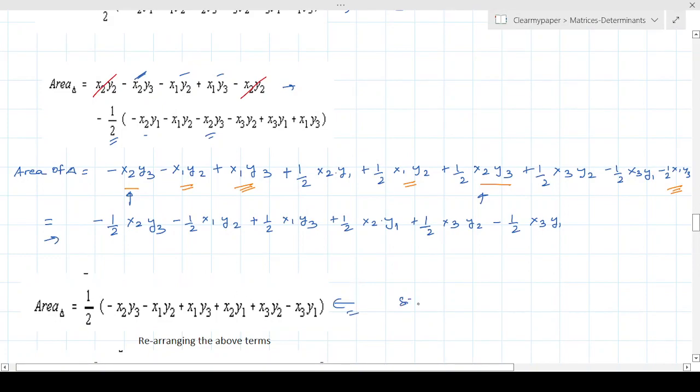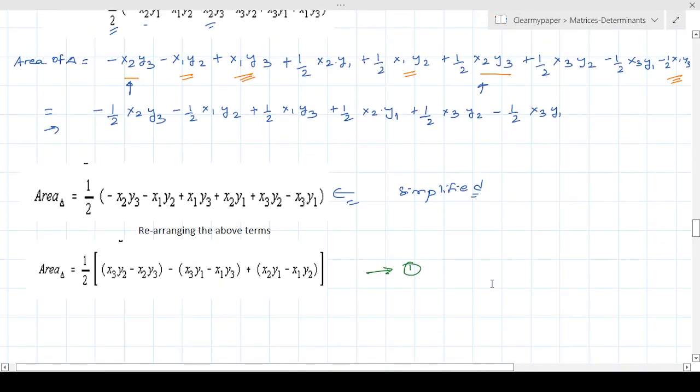This is the simplified version of the area of the required triangle in question. And I'm going to simply rearrange these terms in this format, which I can do. There is nothing wrong about it, right? For example, x3, y2, this term over here, I'm going to bring it first, and I'm going to subtract x2, y3, which is the first term. So the number of terms still remain the same. I have 1, 2, 3, 4, 5, 6. I've got 1, 2, 3, 4, 5, and 6.